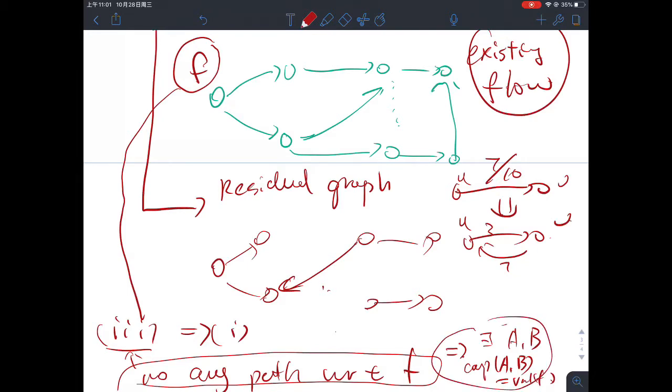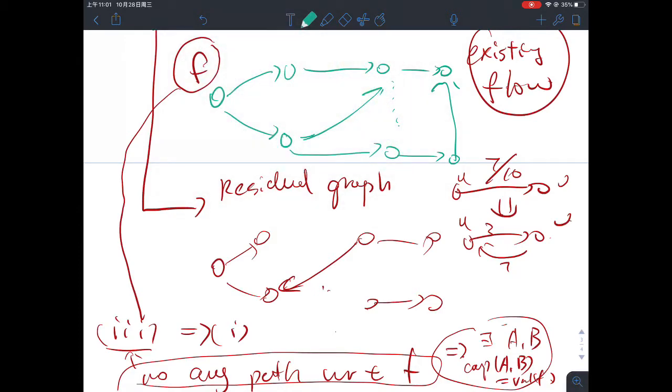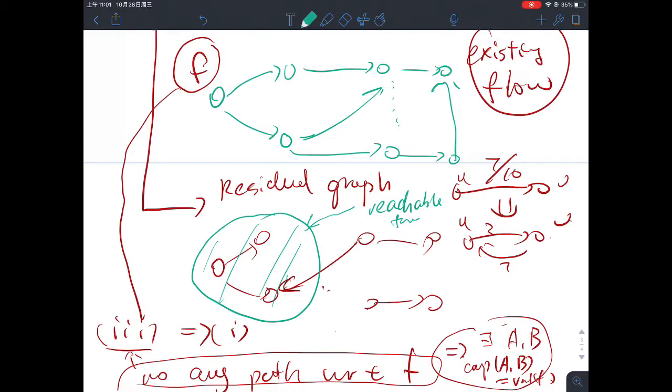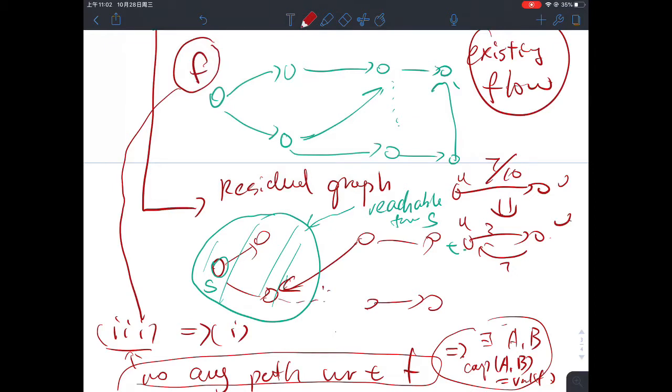So now, in case there are no augmenting paths, we can run a BFS. Let's run a BFS and pull out all the nodes that are reachable from S. So this is what we have been doing. This is S, this is T, and then let me also draw some edges over here.